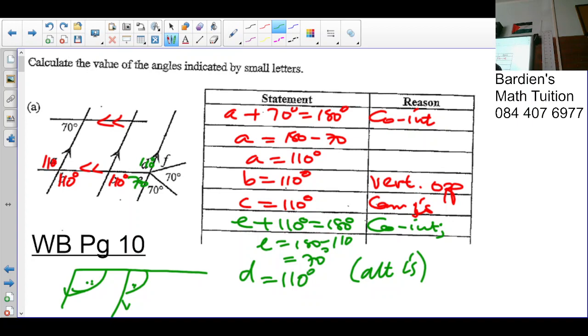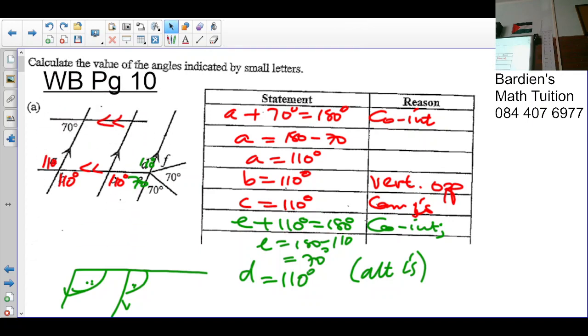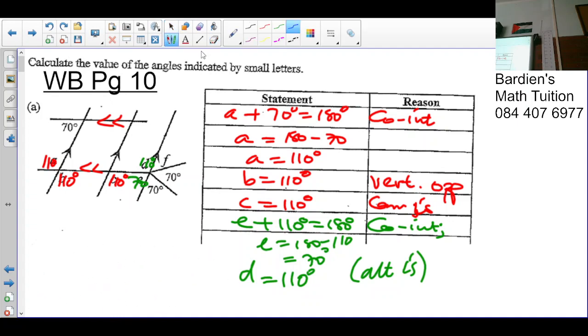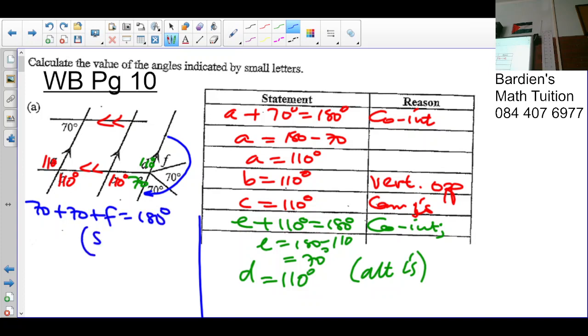And the last one, F. 40 degrees. Now, why? Straight line. For those of you who don't see it, here we go. So 70 plus F equals 180 degrees. These are angles on a straight line.